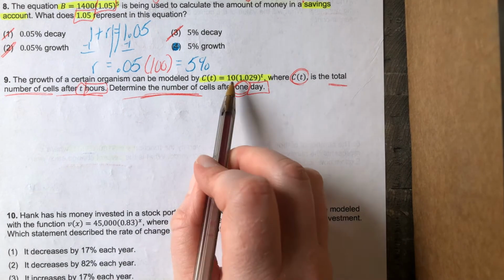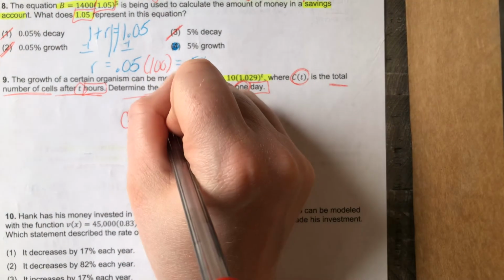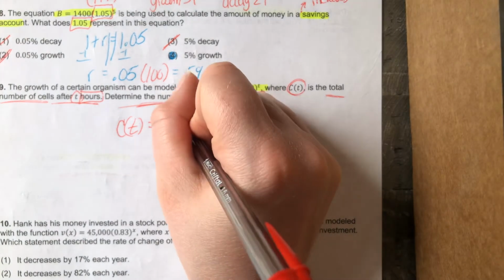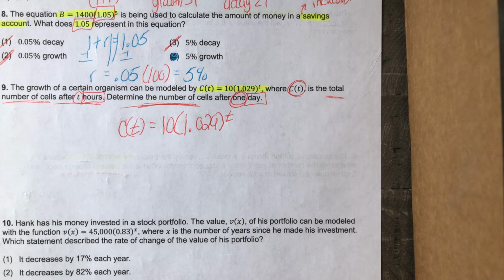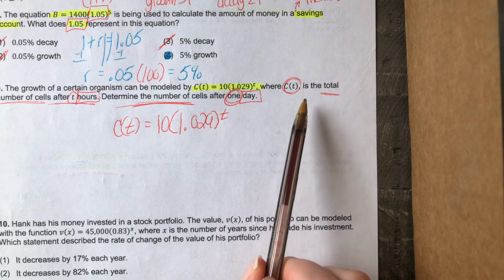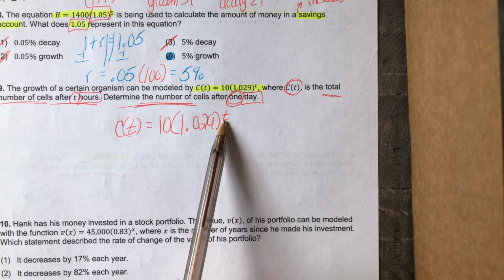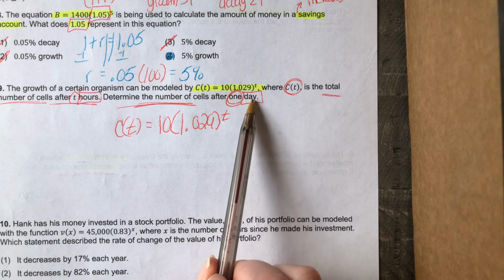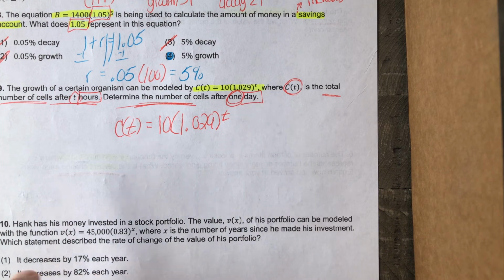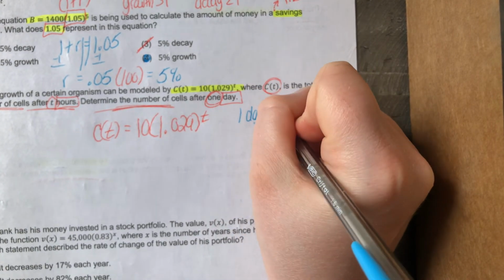All right. Always write the formula first. Build your confidence a little bit. They gave it to you. You're most likely going to use it, so you might as well rewrite it. Okay. I know that it's asking me the number of cells after 1 day. Well, the only variable I can plug in for is T. So I have to check back. T is in hours. It doesn't ask me after 1 hour. It says 1 day. So now I have to think, well, how many hours are in 1 day? You got it. 24.